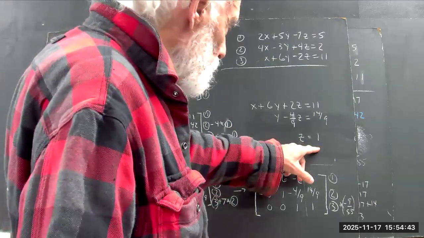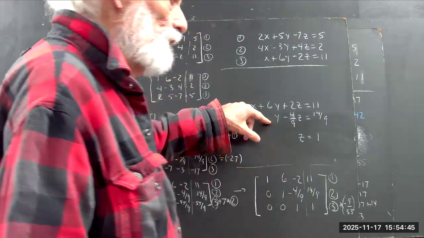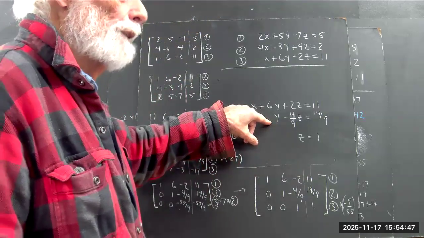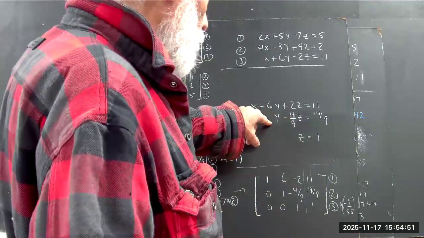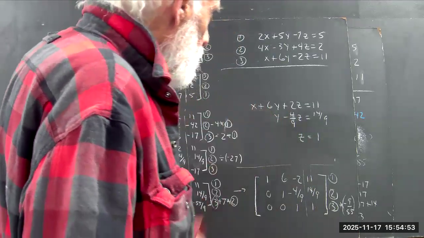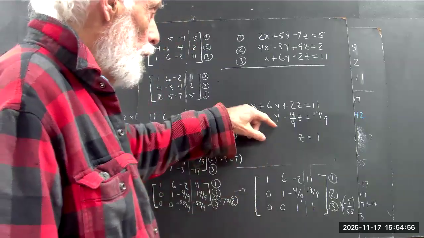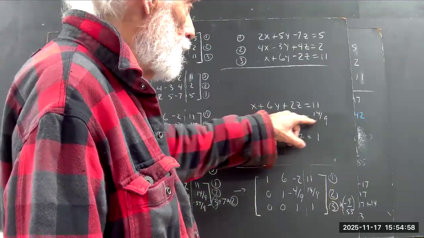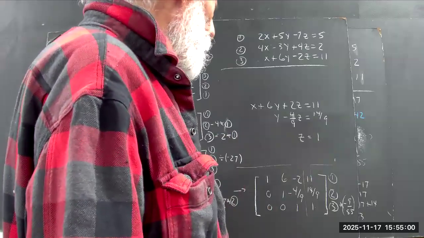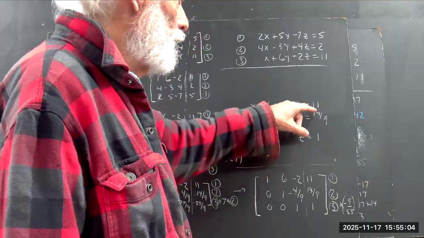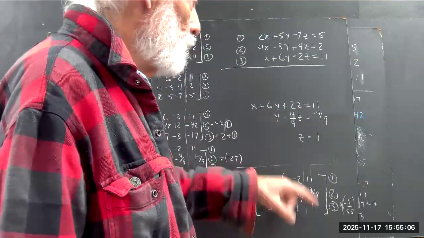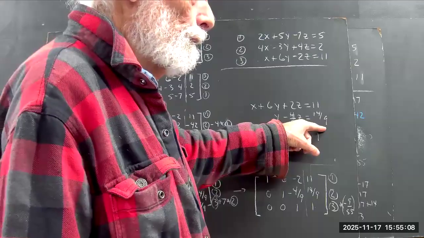We can now substitute z equals 1 in the second equation. Now do that and see what you get. Okay, gave you time to get it. What we're going to have is y minus 4/9 of 1 equals 14/9. If we add 4/9 to both sides, we get 18/9, which is 2. We get y equals 2.